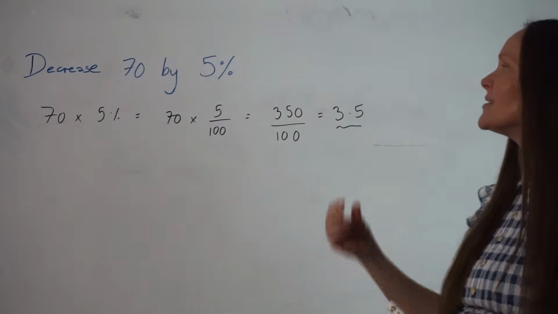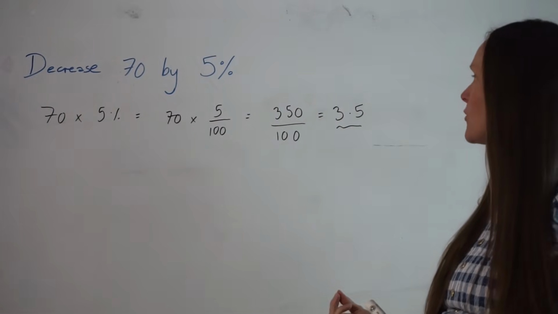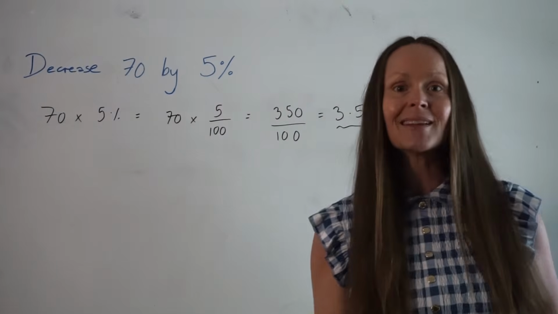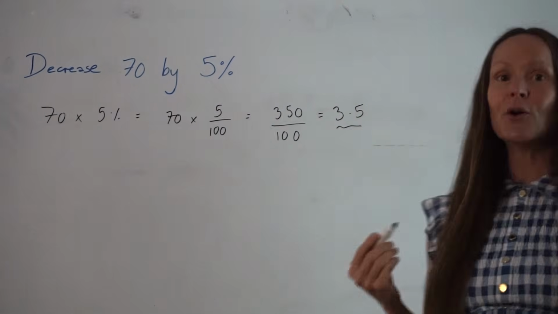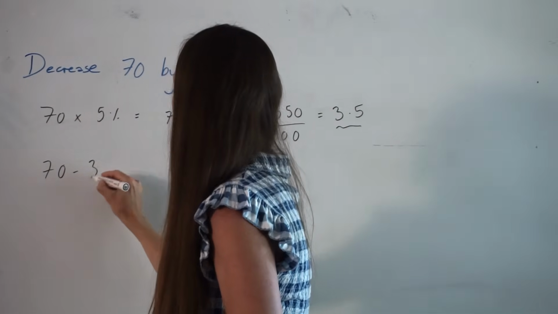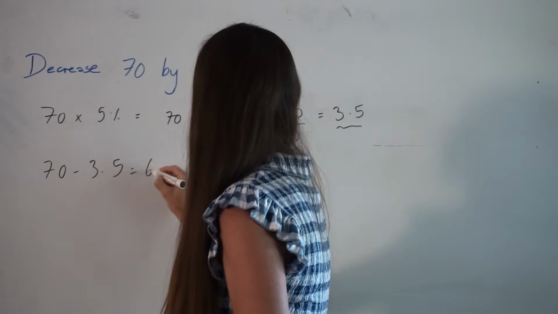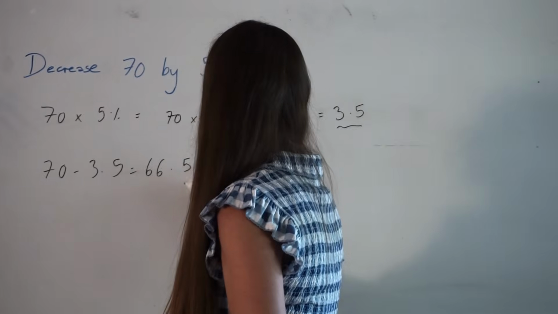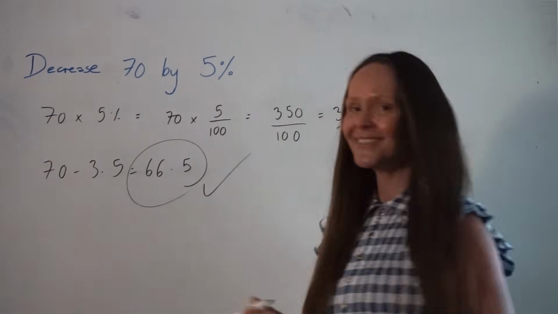But the question says decrease 70 by 5%. So what we have to do next is subtract that answer from 70. So 70 take away 3.5 gives us 66.5, and that is the final answer.